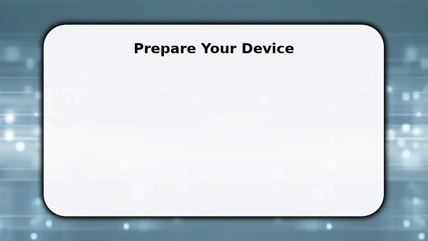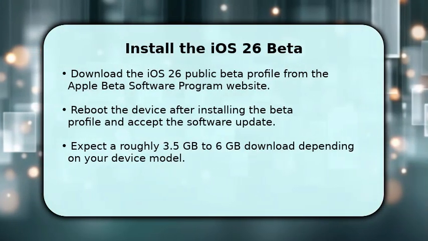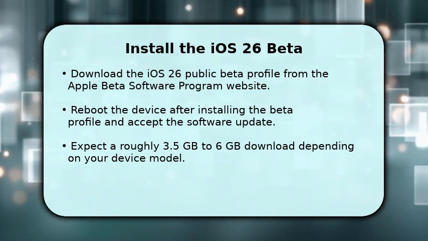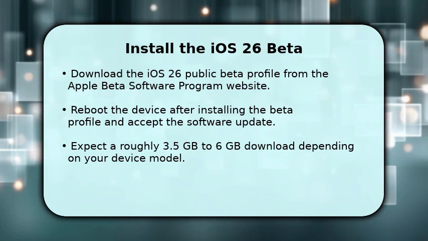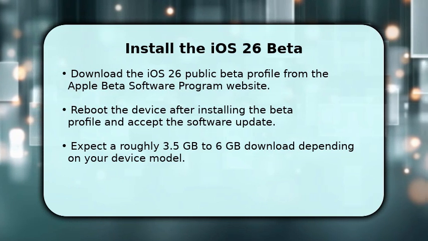Open Safari and download the iOS 26 public beta profile from the Apple Beta software program site. After installing the profile, restart your iPhone to activate the update checks. Go to Settings, General, then Software Update to begin downloading the iOS 26 beta.